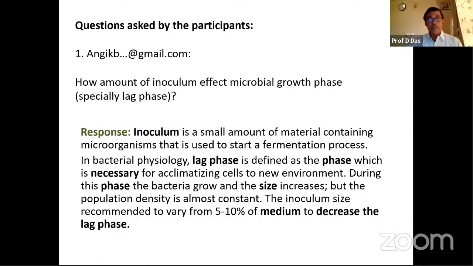Now, during this phase, the bacteria grow and the size increases, but the population density, the concentration, remains almost constant. The inoculum size recommended is 5 to 10% of the media to decrease the lag phase. So you know that this is very important. Then again, it is related to the concentration of the living cells present in the culture.